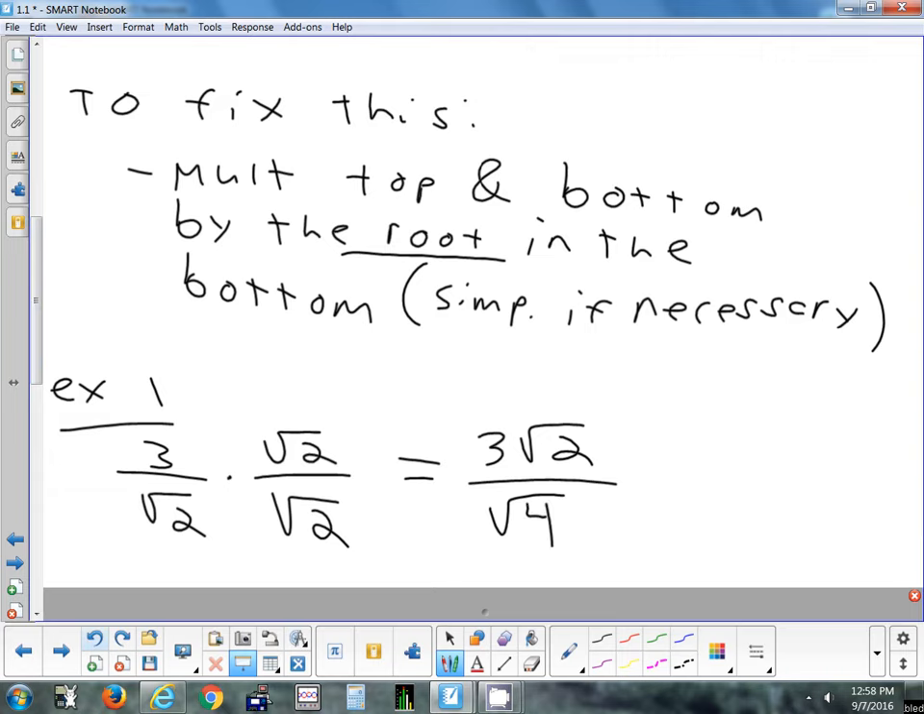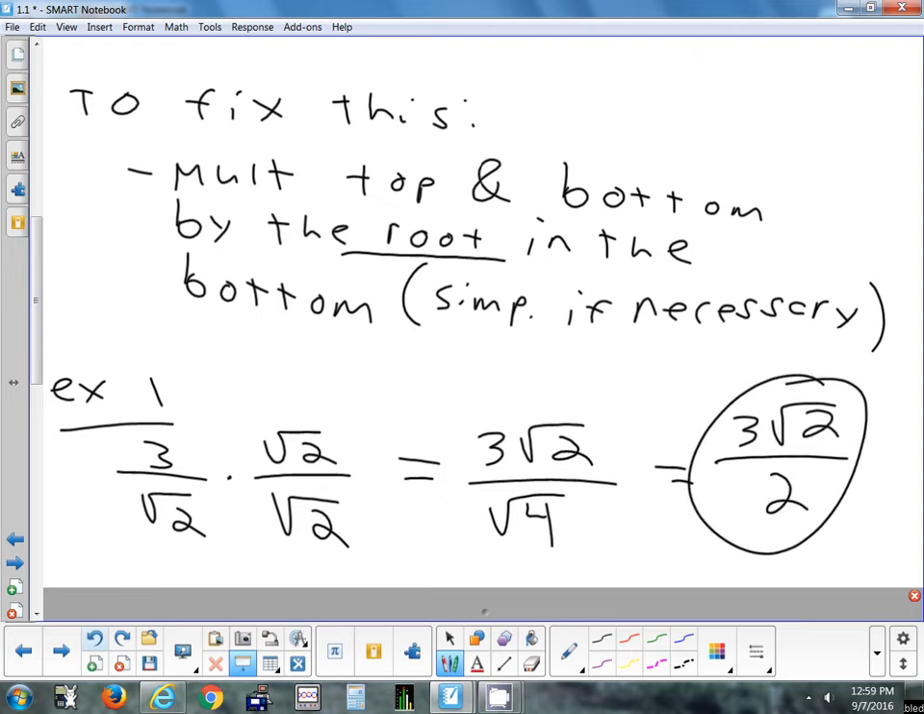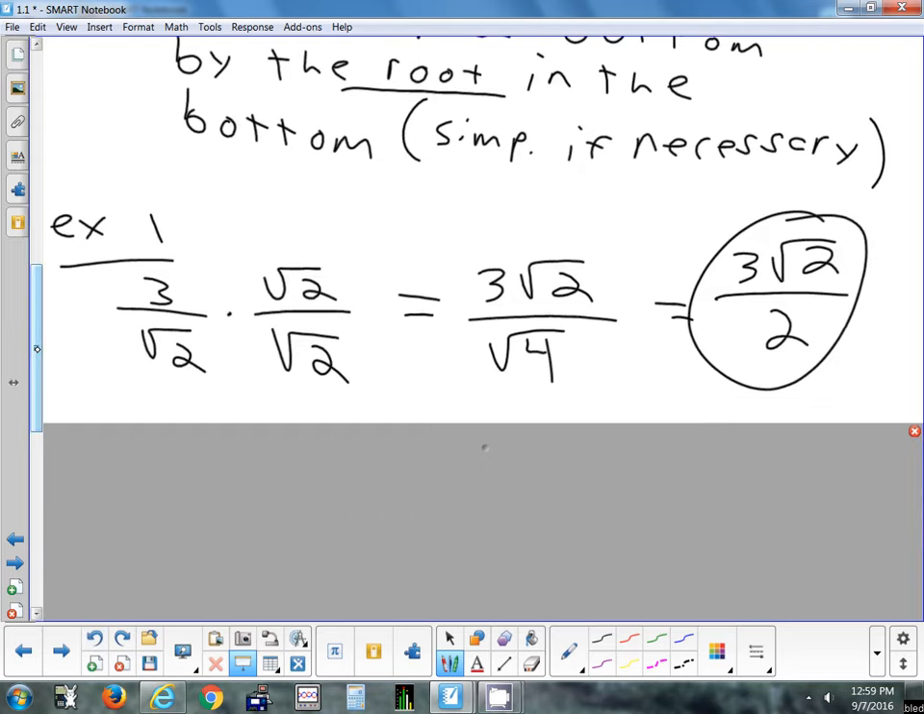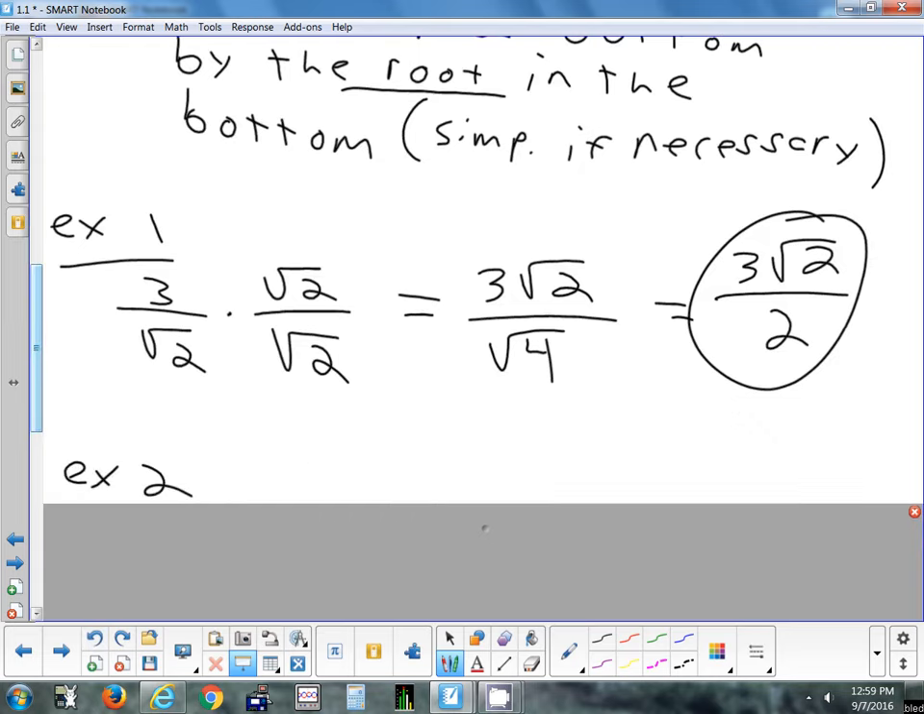So we've multiplied the top and the bottom by the root. Now we're going to simplify. Anything here that I can simplify? The whole point of what we did was to hopefully get a nice number in the bottom. So what does the denominator become? 2. And that's your final answer. Questions on that example?